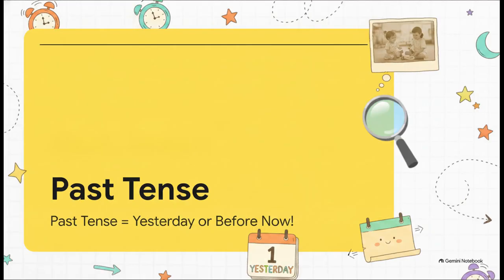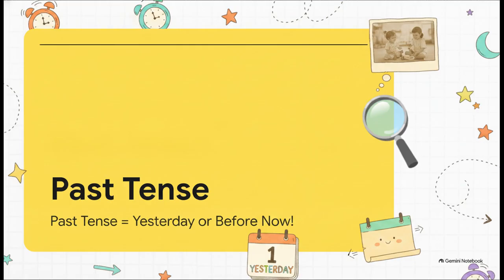Okay, here's our very first big secret, and it's absolutely crucial. We call it the yesterday rule. When we talk about the past tense, we're talking about actions that are already done and dusted. The rule is super simple. Past tense means yesterday or before now.